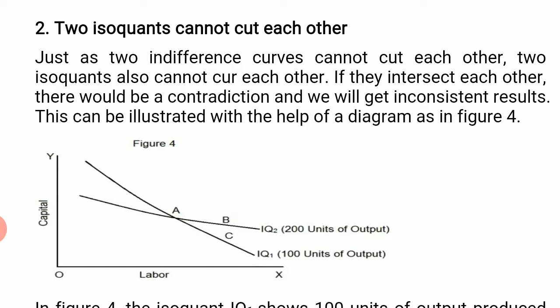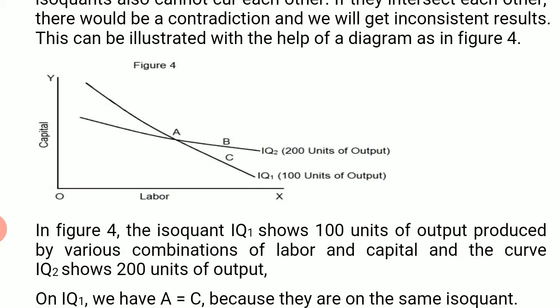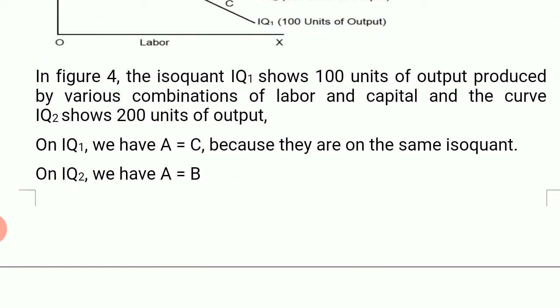Now the second one is that two isoquants cannot cut each other. Just as two indifference curves cannot cut each other, two isoquants also cannot cut each other. If they intersect each other, there would be a contradiction and we would get a contradictory result. In this figure both curves are intersecting, which is not possible, because above A, IQ1 shows higher output and IQ2 lower, but below A, IQ1 shows lower and IQ2 higher, which is not possible in the real world.